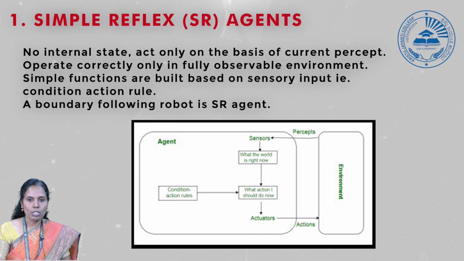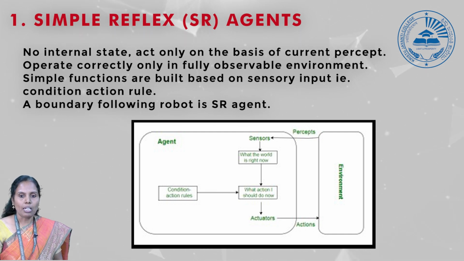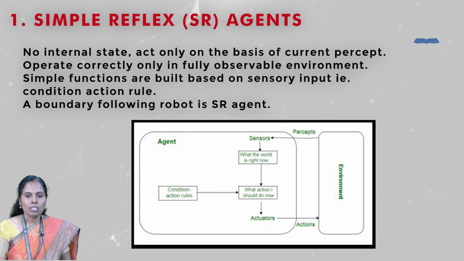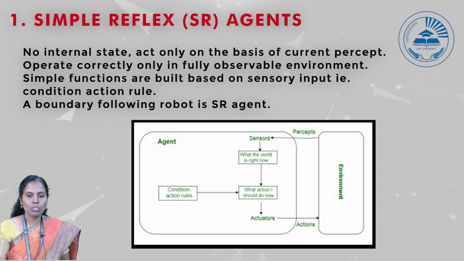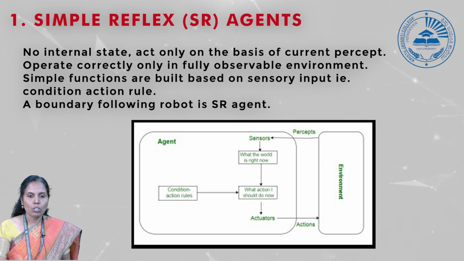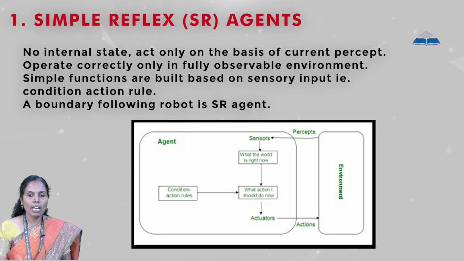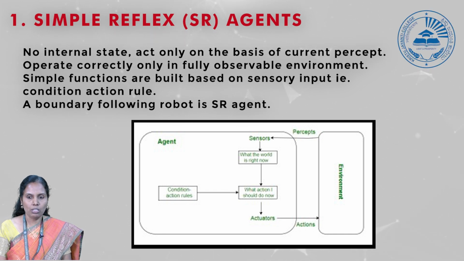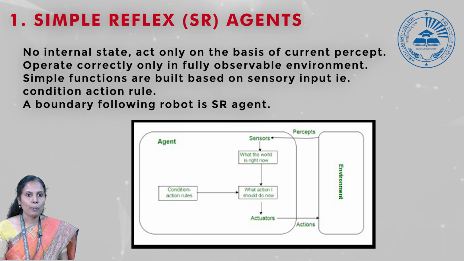The environment is perceived through the sensors, which tell what the world is like right now. Then, what action should we take now based on the rules? If we give the condition-action rules, it will work based upon the condition, and the actuator will take the action and give it to the environment as an output value. So this is called a simple reflex agent.